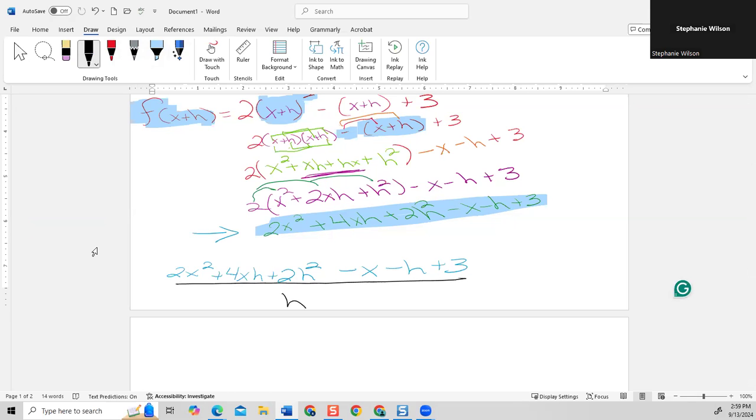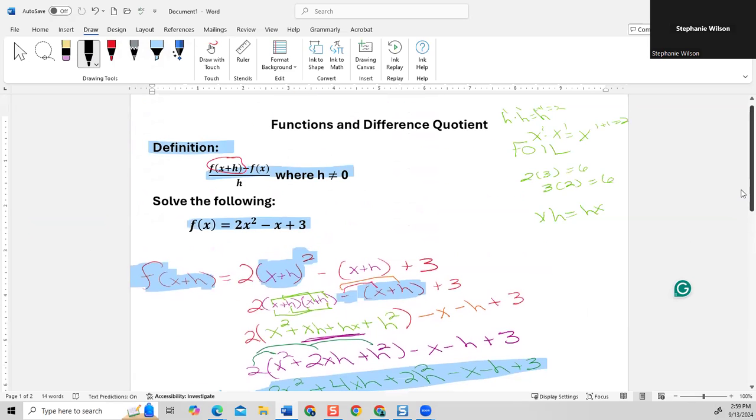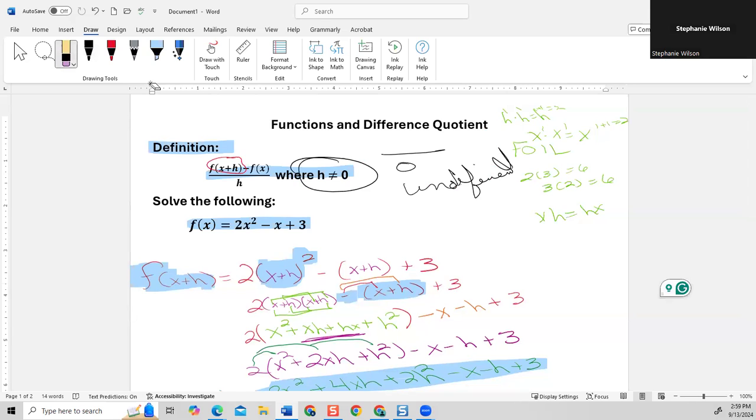Now, here's the kicker. When we look at the definition, it says that h cannot equal 0. So if you get 0 in the denominator, you messed up. The reason it can't is because anytime there's 0 in the denominator, our function is undefined. When we get to the graphing part, we'll learn why it's undefined, but it's undefined. So again, if you ever put 0 in the denominator, we know that we messed up. So let's go finish this.